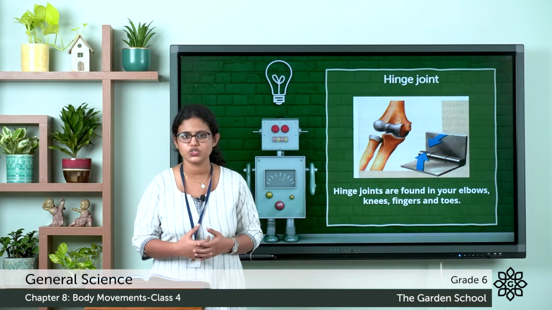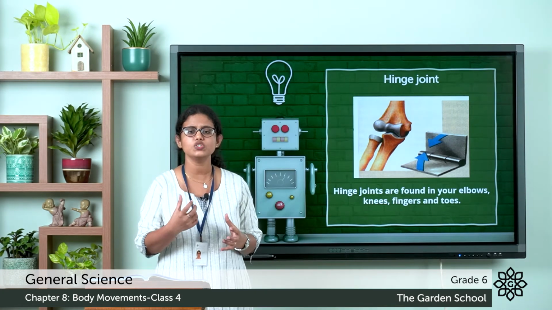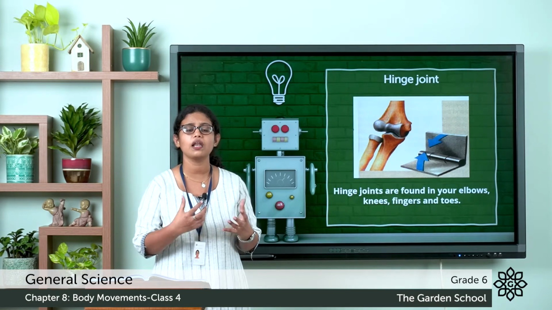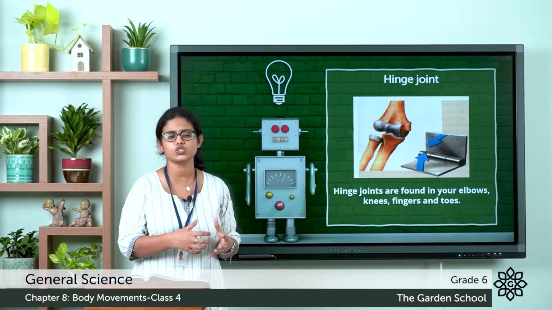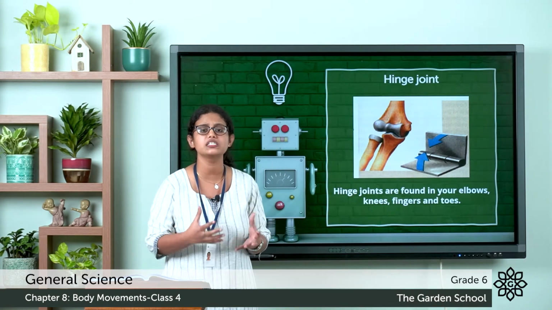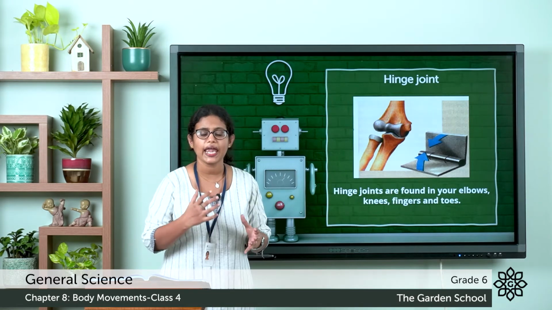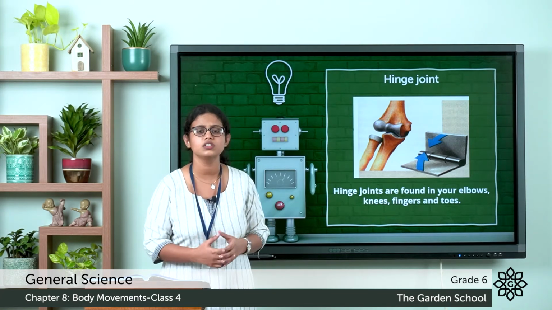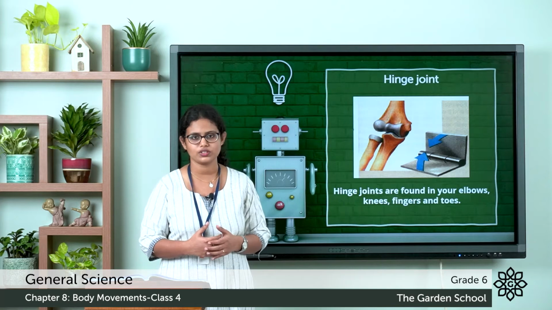So what is this hinge? Have you heard of the term hinge? The hinge is what attaches the door to the wall and makes it work. So here you can see the hinge. It attaches the door to the wall and makes it work. So that is about the hinge joint. This is also a type of joint that allows movement only in one direction.